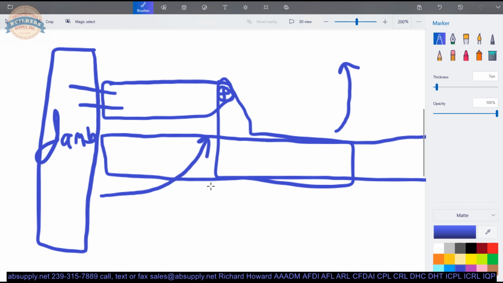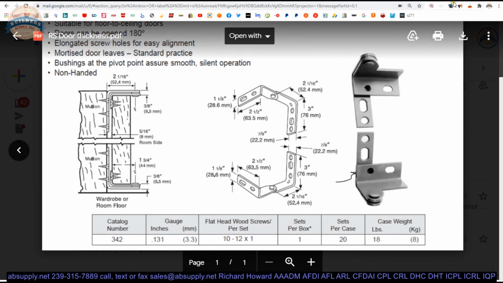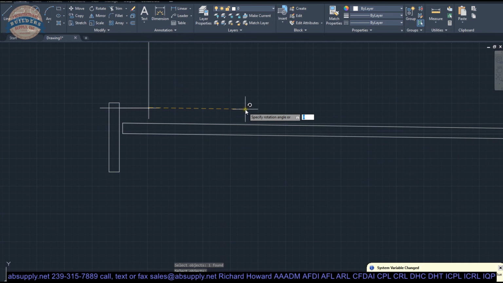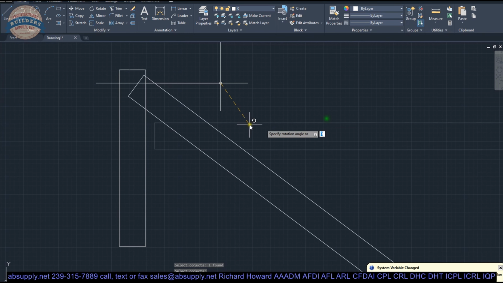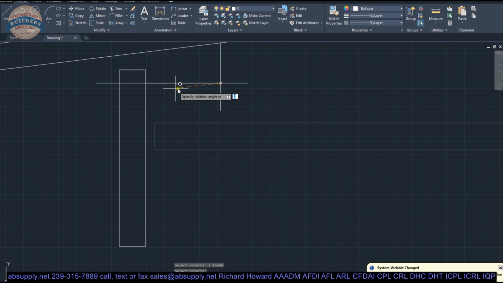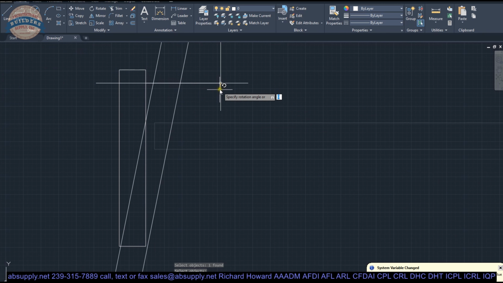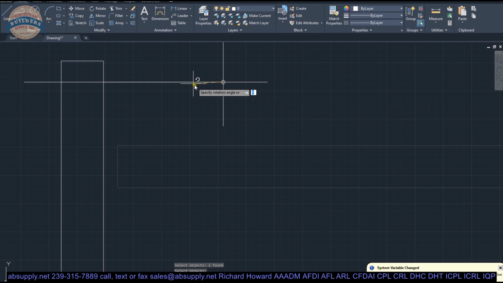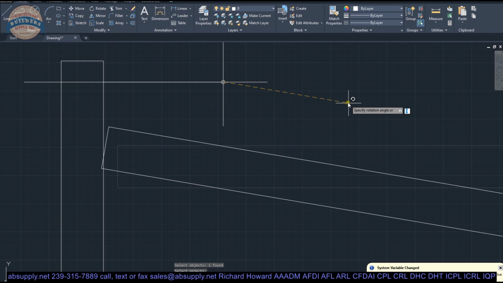The question becomes, what happens on the other side? And what sort of margin do you need on the other side? And that's where AutoCAD comes in. So what we have here is our drawing. And I have my pivot point, which happens to be 2 1/8 inch from the jamb, and then 1 7/8 from the back leaf, from here to our center point. So that is the actual hardware. And I've got a door drawn here.